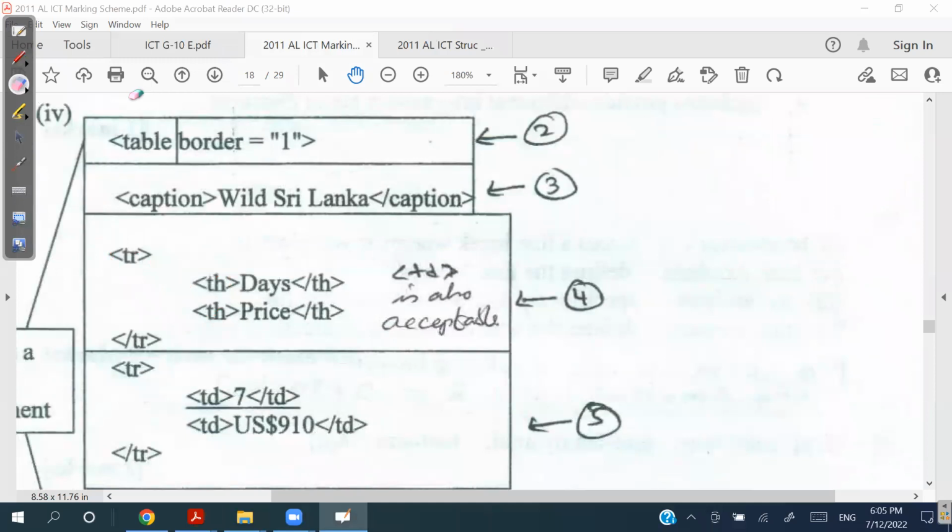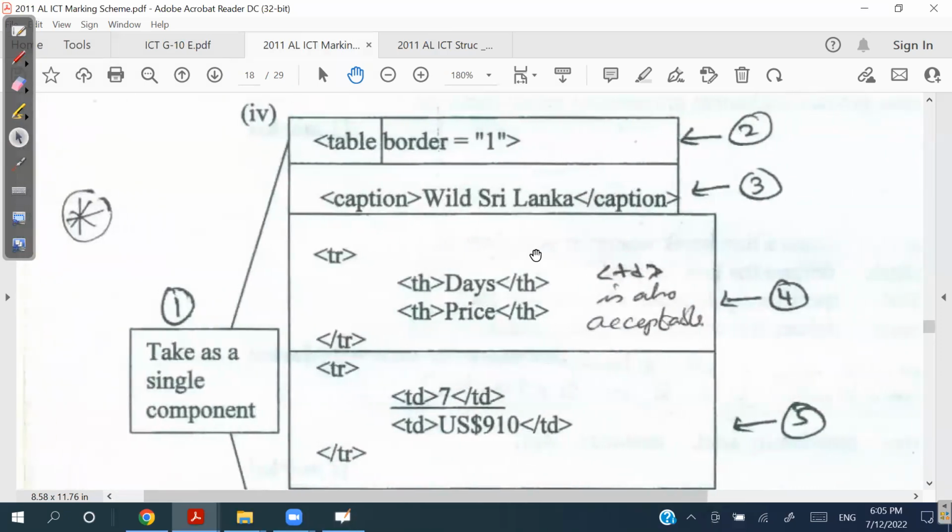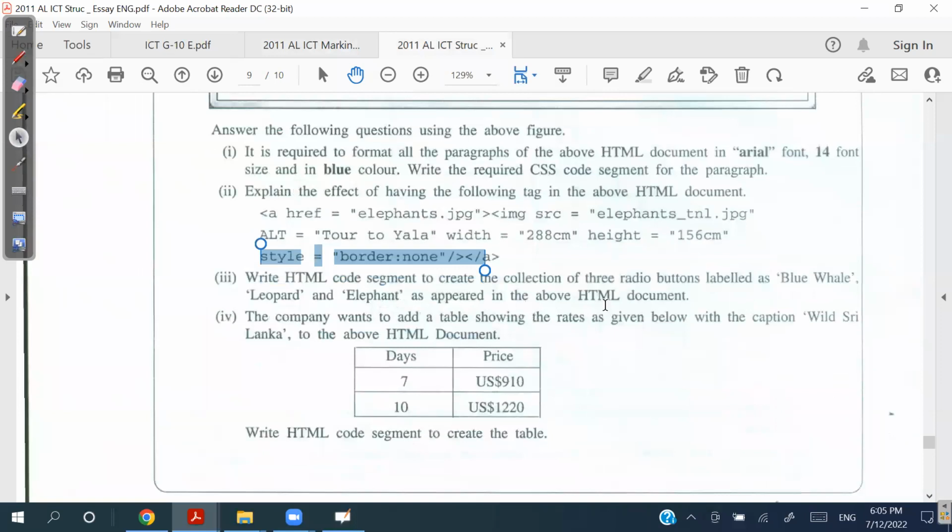Okay, so when the table is drawn, what you have to figure out is this table does have a border. So you have to say the border is on, and the caption should be there, Wild Sri Lanka, because they say it in the question, right? The company wants to add a table showing the rates and given below with the caption Wild Sri Lanka to the above HTML document, right? So they're asking you to write the code segment, that's all.